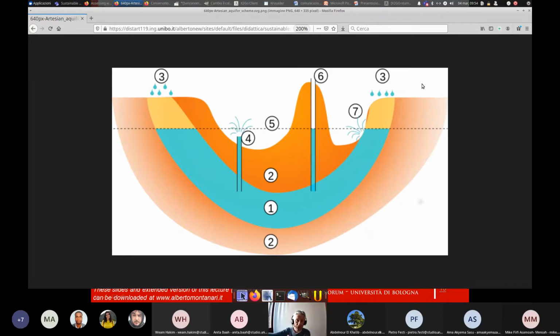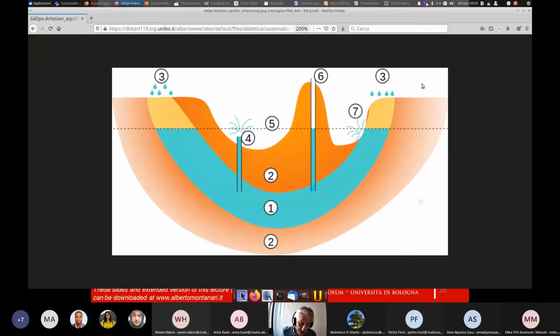It's relatively easy to pollute a river. It's not so easy to pollute an aquifer because it requires some time for the pollution to infiltrate and reach the aquifer. On the other hand, once it is polluted, an aquifer is much more difficult to recover. Recovering a river is relatively easier. Recovering an aquifer is not so easy.